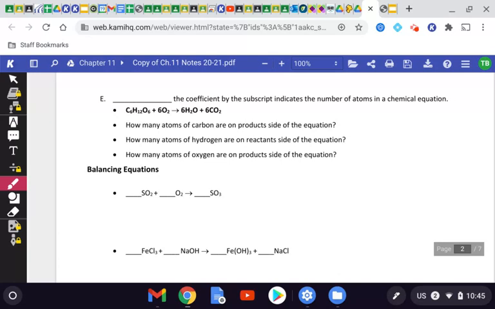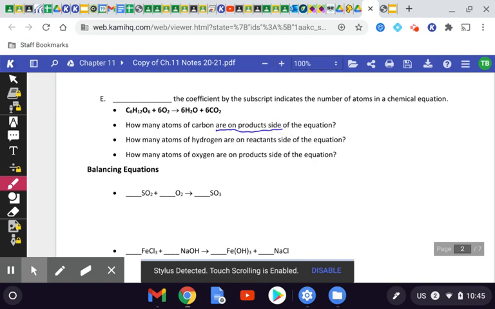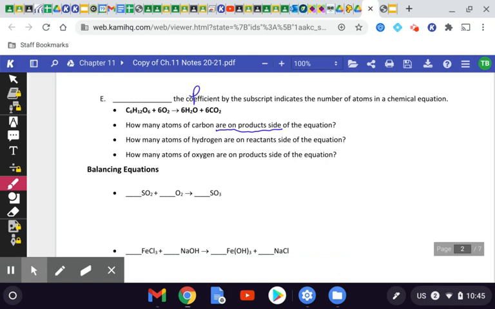And we're going to look at this idea together here. So how many atoms of carbon are on the product side of the equation? So products we know are on the right and reactants are on the left. So what I would do is I'd find carbon, and I have the coefficient here of 6. There's no subscript written after carbon, so we can assume that's a 1. So 6 times 1 would be 6. So our answer is 6 carbons.